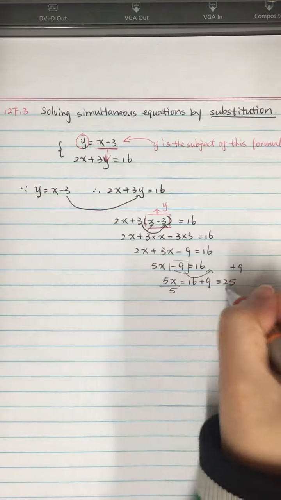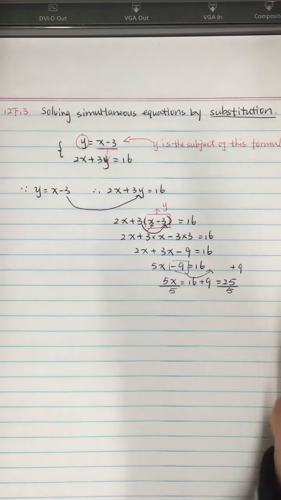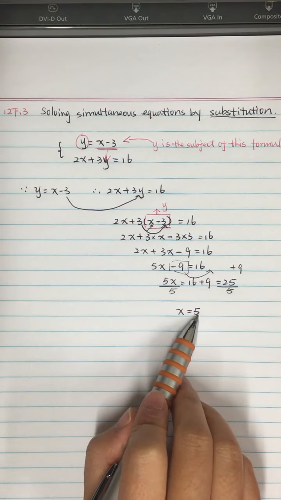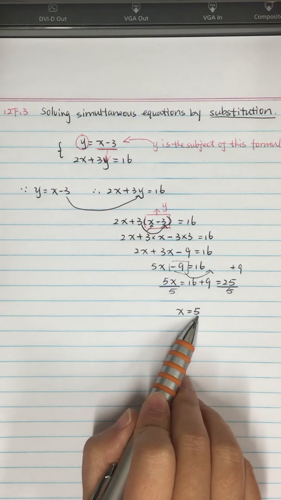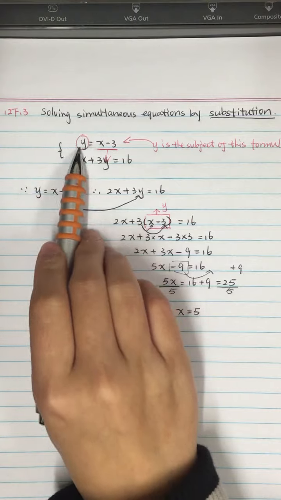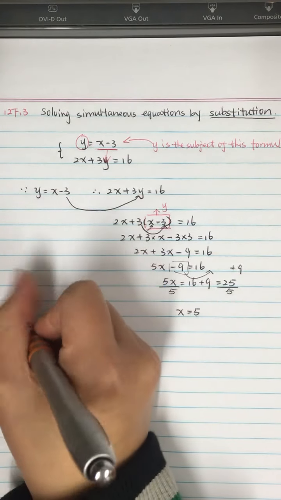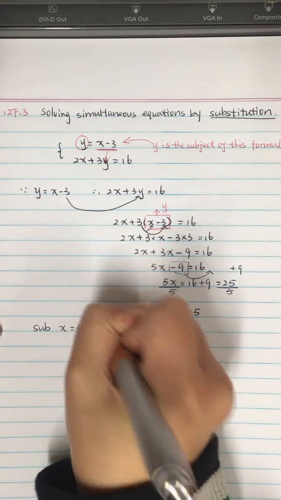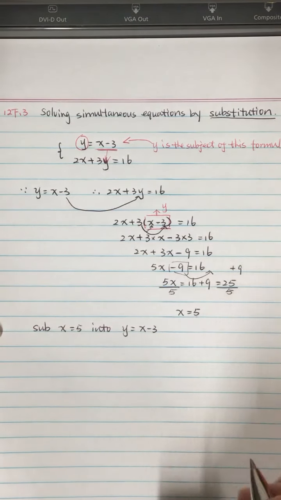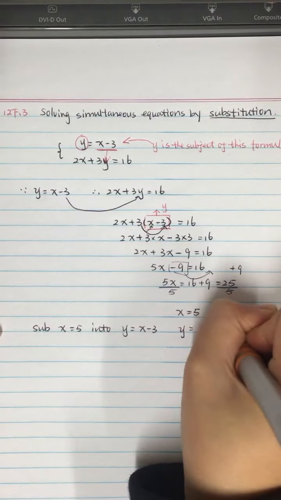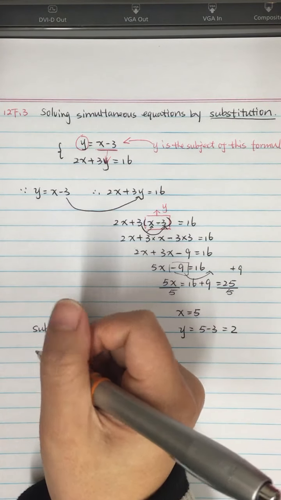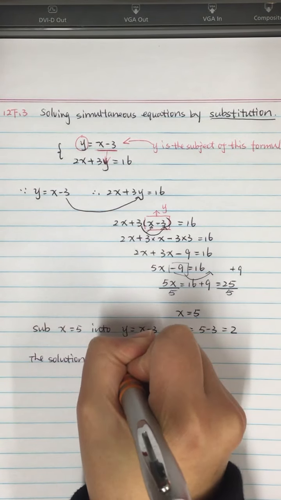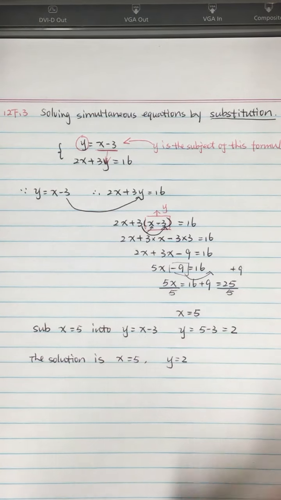Then I divide both sides by 5 to get rid of that 5 near my x, like what we used to do. Then x equals 5. Once we solve x is equal to 5, we can substitute that x value into the first equation, because that equation looks better to find y, isn't it? We substitute x equal to 5 into the equation y equals x take 3, then y is equal to 5 take 3, which equals 2. So we solve our problem. The solution is x equal to 5 and y equal to 2.